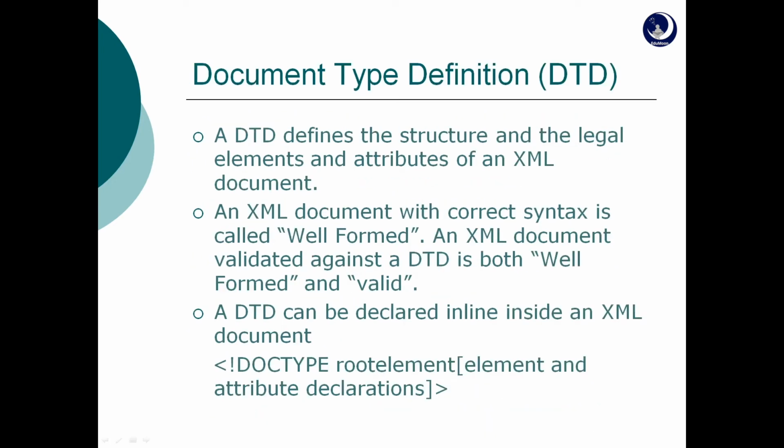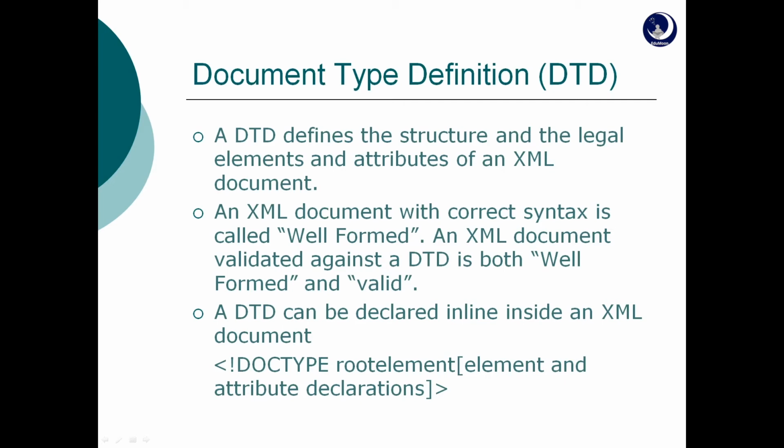Document type definition. A DTD, or document type definition, defines the structure and legal elements and attributes of an XML document. Suppose you wanted to write an XML document. You would define the DTD first, which specifies the elements you're going to use in that particular XML document, and also the attributes you're going to specify to a particular XML element in the document. An XML document with correct syntax is called well-formed. So, an XML document validated against a DTD is said to be both well-formed and valid.